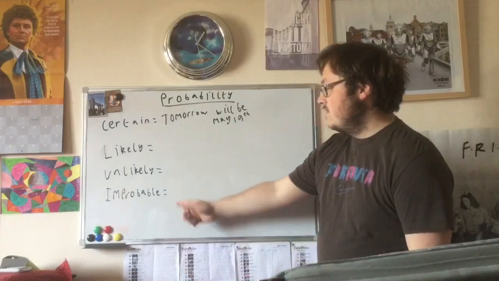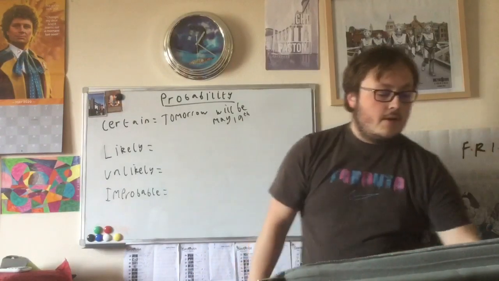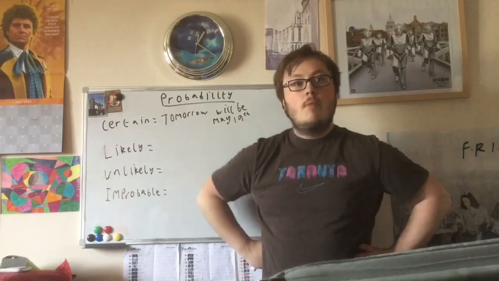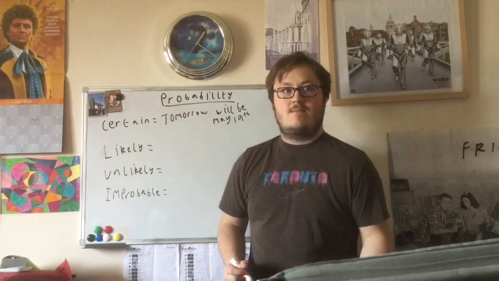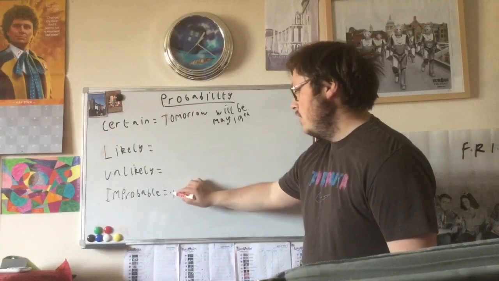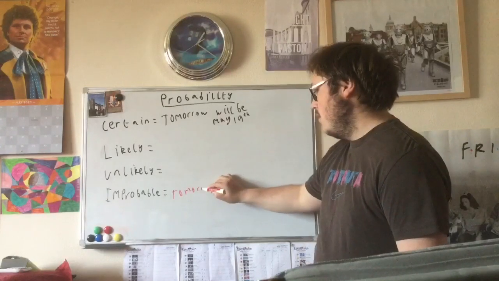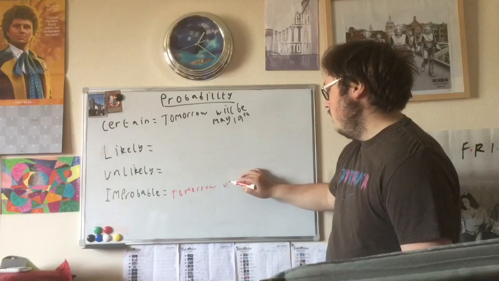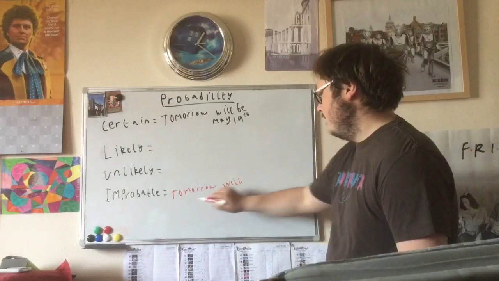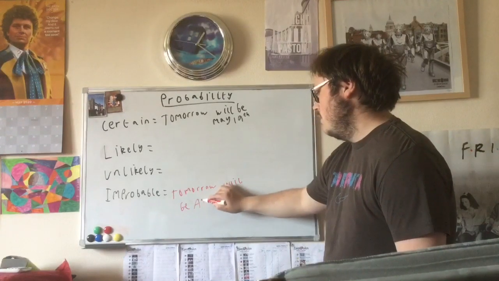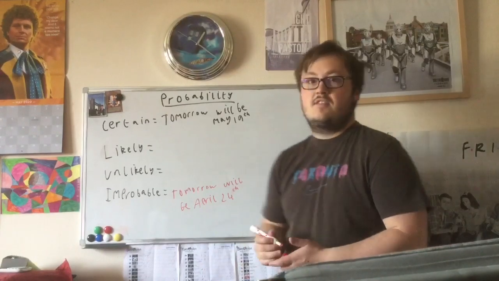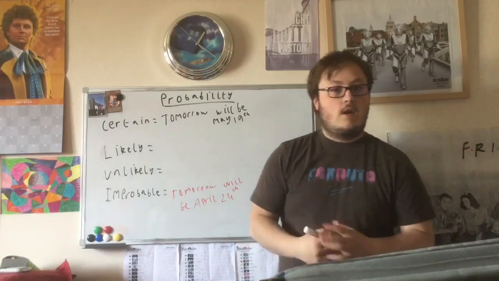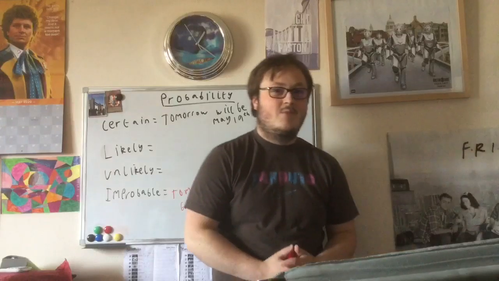That could also be linked to the improbable option. If someone was to come up to me and say, well, tomorrow is going to be April 24th, that's improbable. It's very likely that will not happen. Tomorrow will be April 24th. Because today is May 18th, tomorrow it's not going to be April 24th.